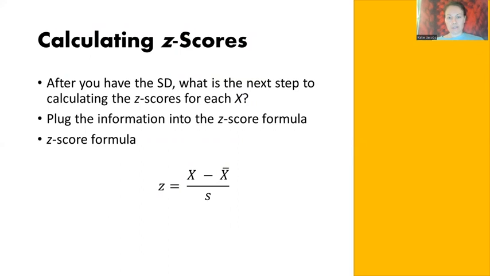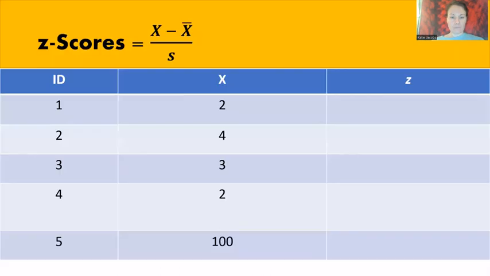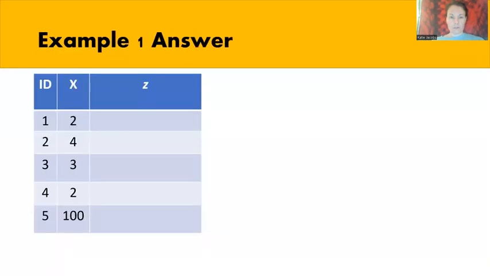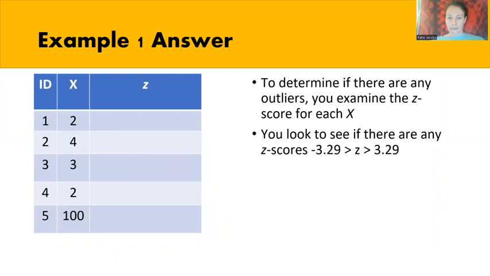Okay, so after you have your standard deviation, what's the next step to calculating the z-scores for each x? Well, you're going to plug that information into our z-score formula, which we remember is z equals, in the numerator, x minus x bar. But if we think back to what that means, that's just our deviation scores divided by our standard deviation. So if we do that here, to determine if there are any outliers, we need to examine those z-scores for each x value. And we look to see if any value equals negative 3.29 or below, or positive 3.29 or higher.